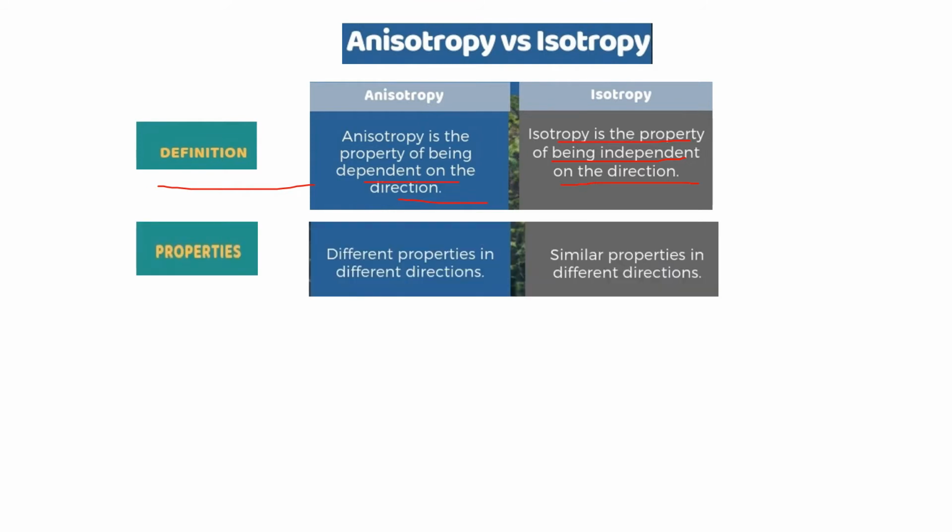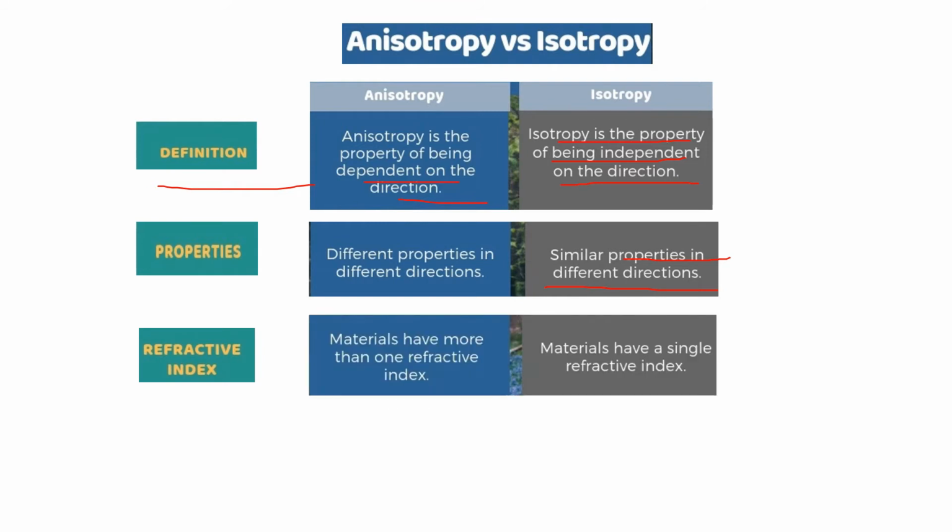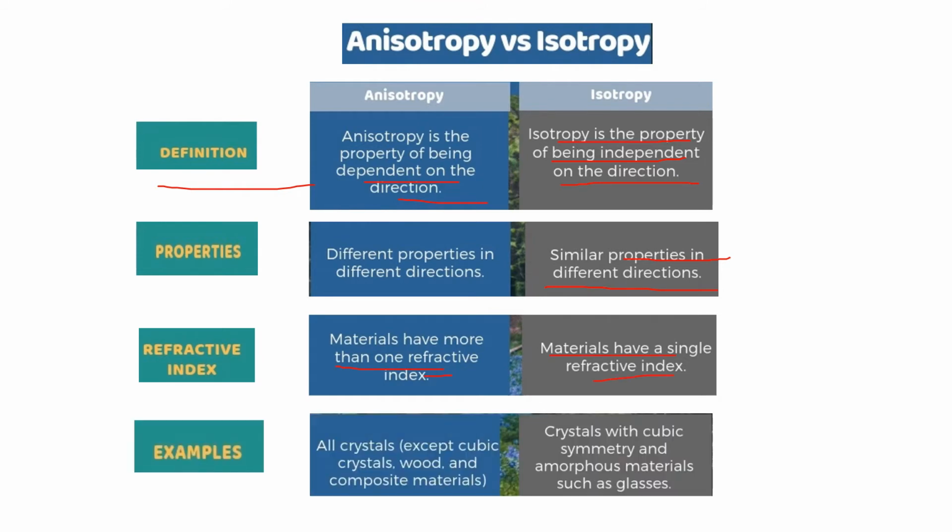Properties: different properties in different directions, versus similar properties in all directions. Refractive index: anisotropic materials have more than one refractive index, and isotropic materials have a single refractive index. Examples: crystals, wood and composite materials for anisotropy, and crystals with cubic symmetry and amorphous materials such as glass for isotropy.